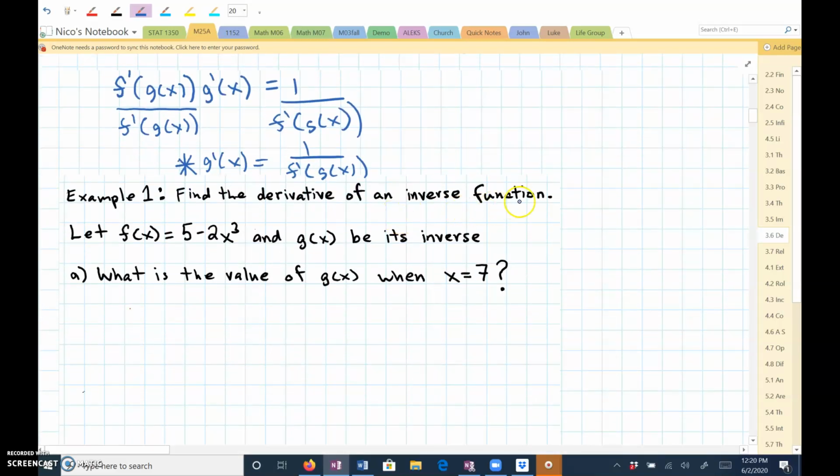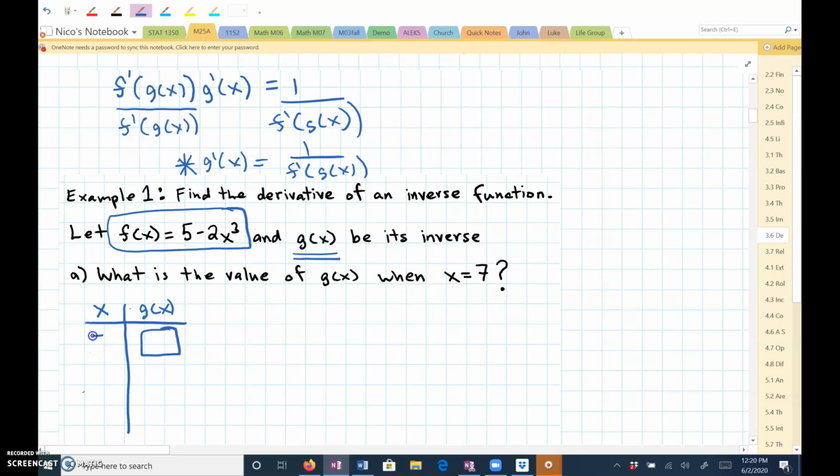Find the derivative of the inverse function. Let f of x equal 5 minus 2x cubed and g of x be its inverse. What is the value of g of x when x is equal to 7?